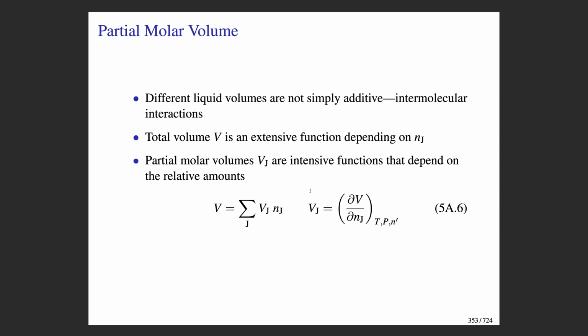Here's the definition of the partial molar volume. It's the change in the volume with respect to the change in the number of moles of that component J at constant temperature, pressure, and keeping the number of moles of every other component fixed. This is an intensive quantity, so this doesn't depend upon the size of the system. However, the total volume will.